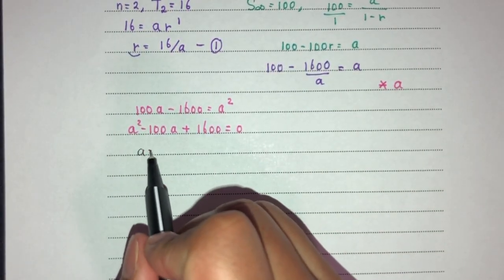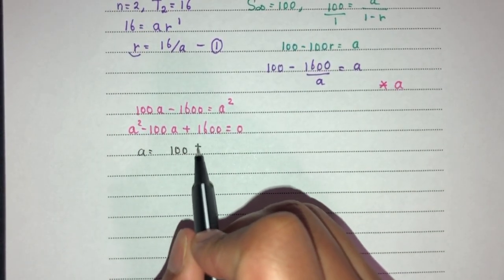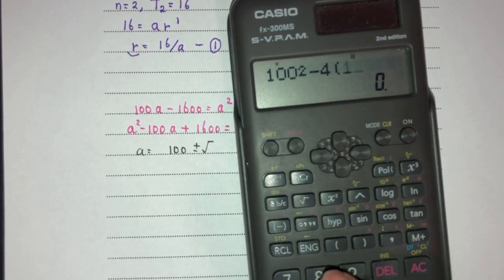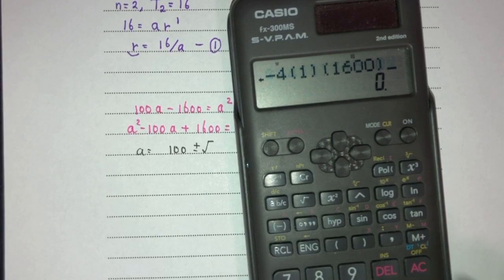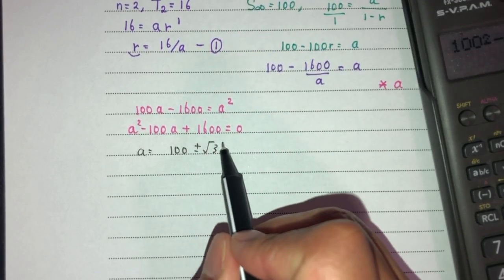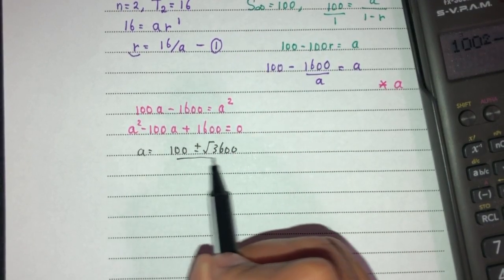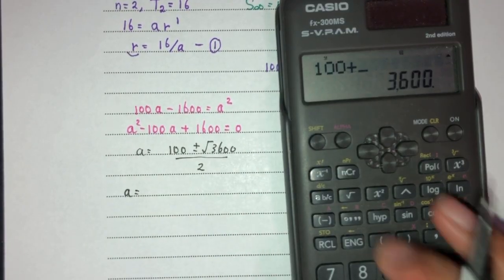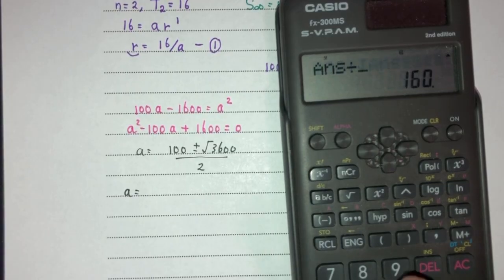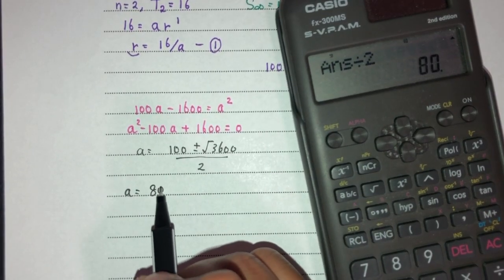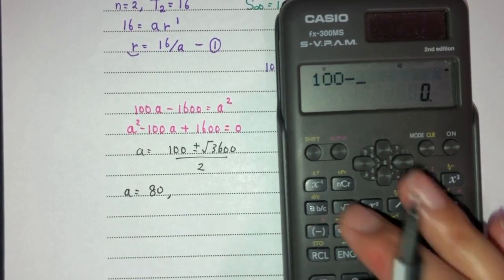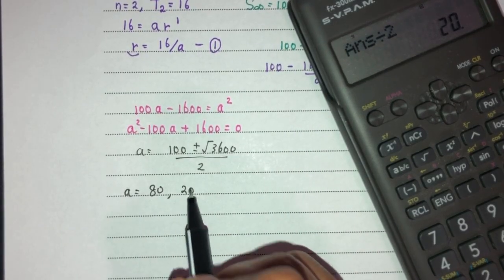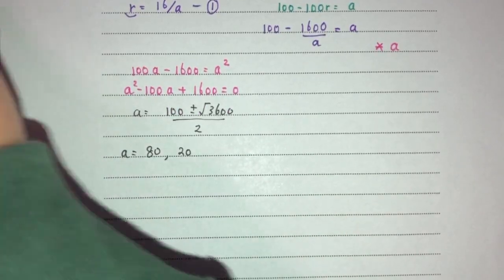a has to be minus b, which is 100, plus or minus root of b squared minus 4 times a times c, that will become 3600, over 2a, which is 2. So a can be 2 values. The first one is 100 plus root of 3600 divided by 2, that could be 80, or it could be 100 minus root of 3600 divided by 2, that could be 20. So we have two possible values for a.